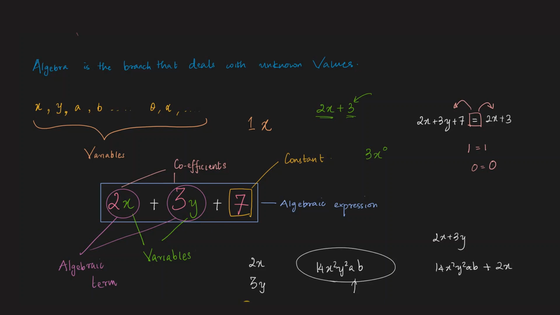So in this introduction video, we looked into the definitions behind several keywords that we use in algebra and often mix up. Now we clearly know what a variable is, what a constant is, what a coefficient is, what an algebraic term is, and what an algebraic expression is. And we also know that an algebraic expression and an algebraic equation are two different things.